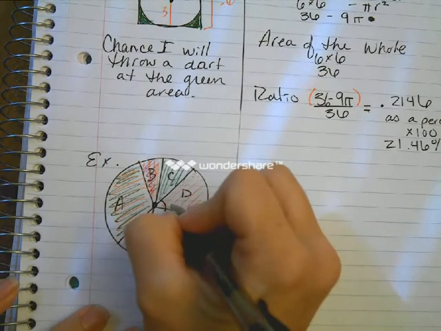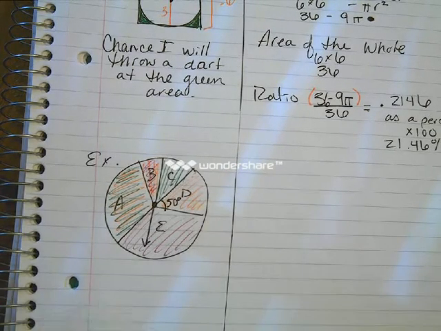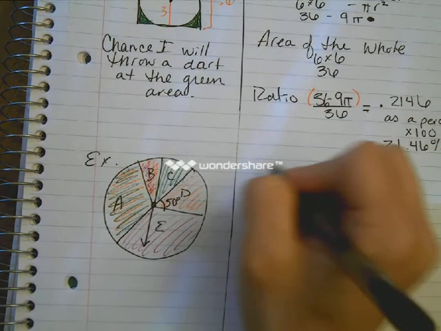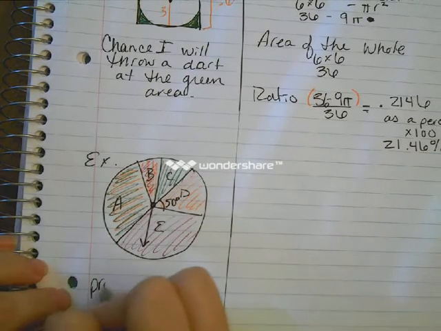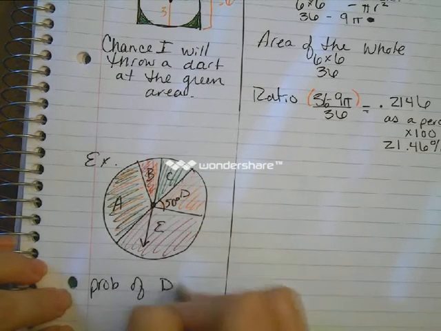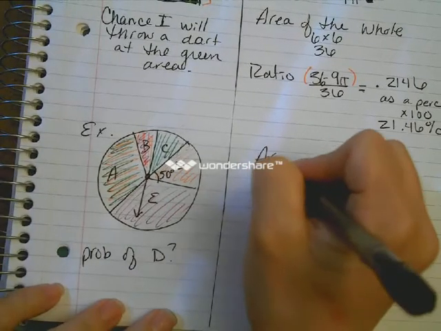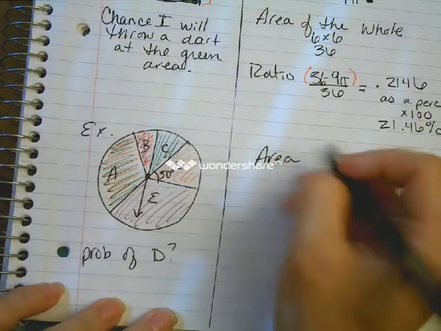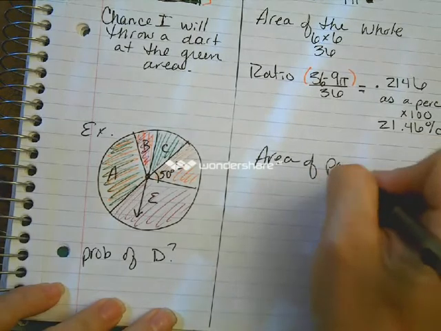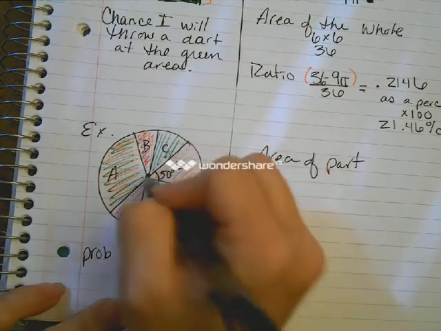What's the probability of landing on D? Okay, remember it's the area of the part. The part I want is D. How do I find the area of a sector? Okay, this is the proportion stuff.